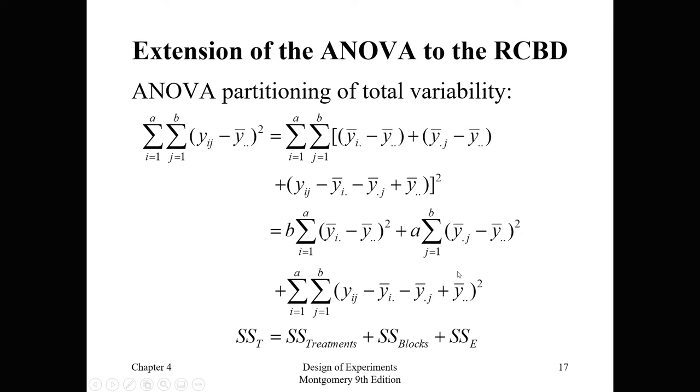The sum of squares of the error, though, this is the weird one. This is just kind of the remainder of that equation. Again, we'll come back to this term at another point, but we take each individual point, subtract both the treatment mean and the block mean, but then we add the grand mean and take that quantity squared and then double sum it.